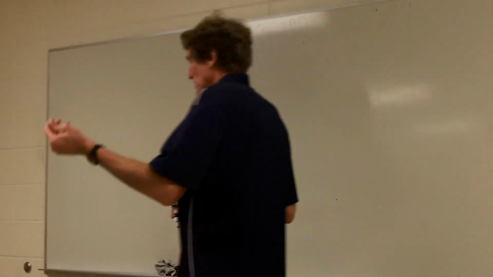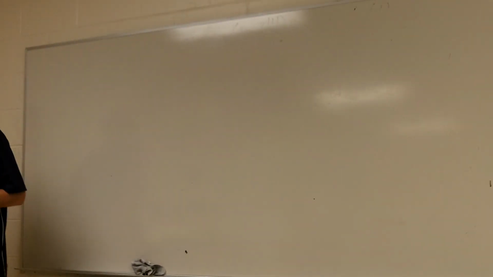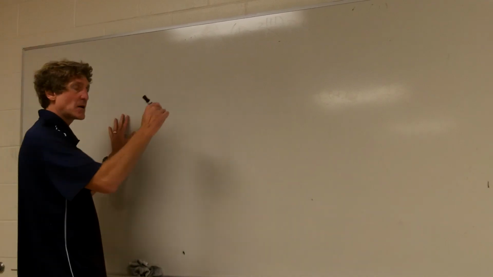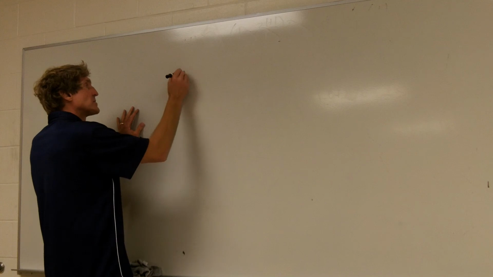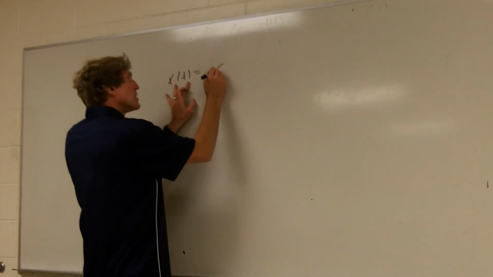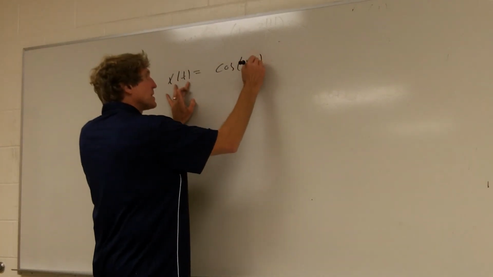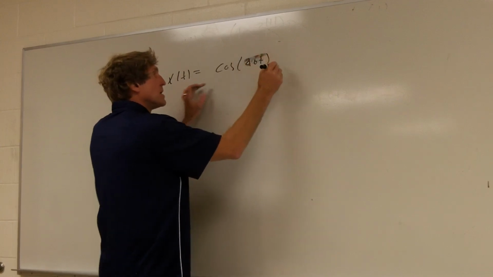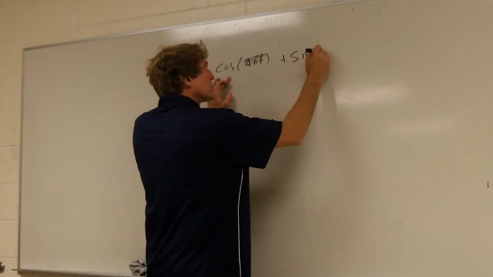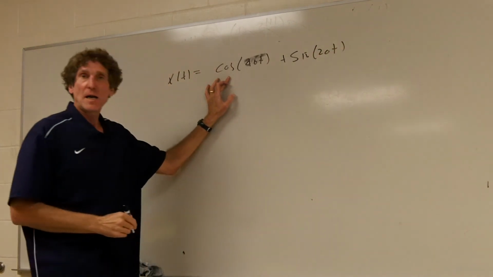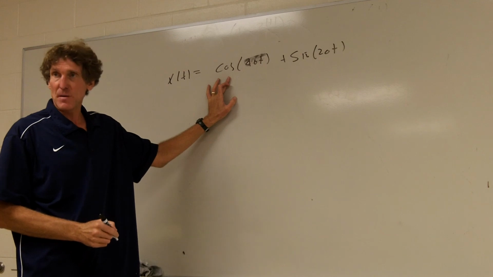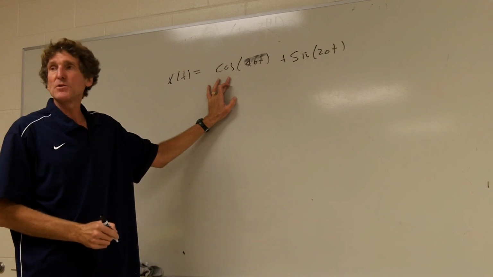Now, you remember I talked about the sampling business, right? And somebody asked me about one of the problems I gave you. I don't remember the numbers, but if I had x of t equal to cosine of 40t plus the sine of 20t, right? And I want to know how fast I have to sample that so there is no aliasing. That's the bottom line. Now tell me how I would do that.